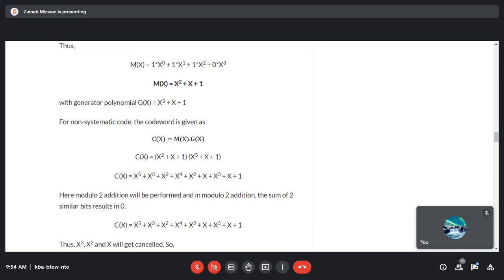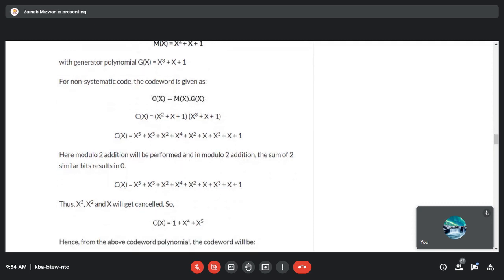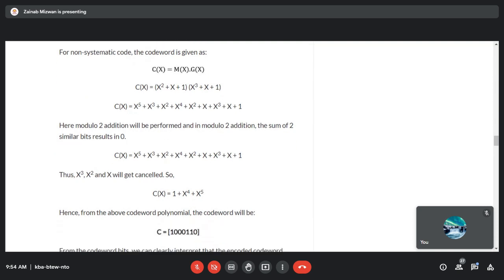Now here modulo 2 addition will be performed, and in modulo 2 addition the sum of two similar bits results in 0. As we have seen, आपको क्या करना है? यहाँ पे XORing करना है, that is the mod 2 addition करना है. And in mod 2 addition, what we know is that if similar bits are there, 0 XOR 0 or 1 XOR 1, it will result in a 0 value. Okay, so you can see over here x square and x square, that term will turn out to be 0. x cube and x cube, that term will also turn out to be 0. So you can see x square, x cube and x will get cancelled. So c of x equals 1 plus x raised to 4 plus x raised to 5.